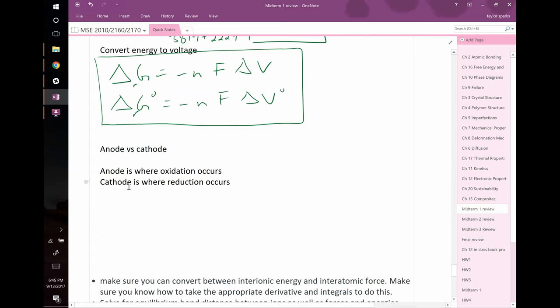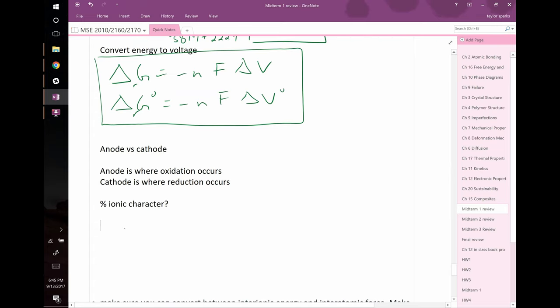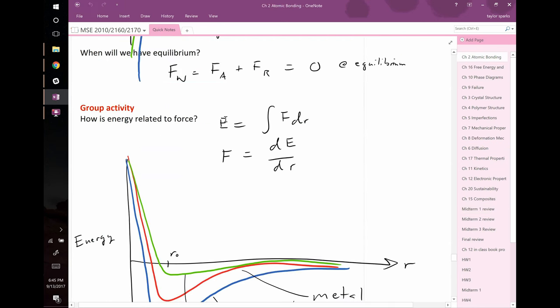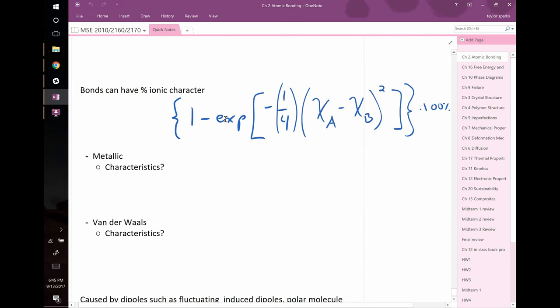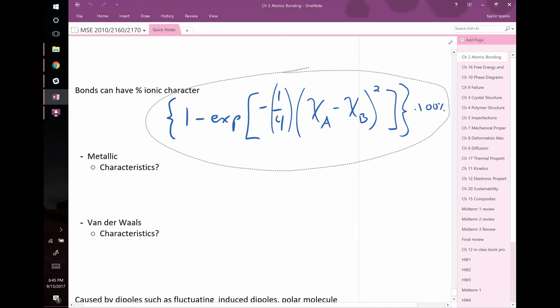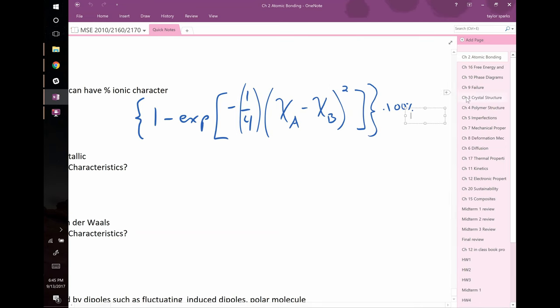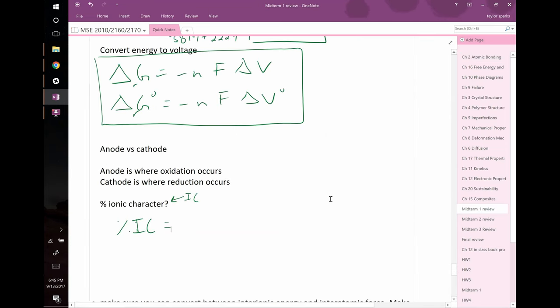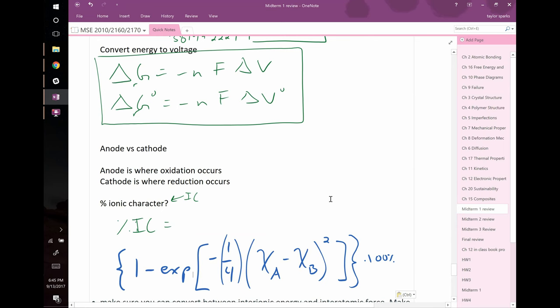Yeah, that. Percent ionic character. Okay, you're going to use the formula, which says percent, we'll just write IC, is equal to, let's make sure we do it right. Right there, it's this thing. Let me just grab that. I don't know if this will work. Maybe? It did. There you go.